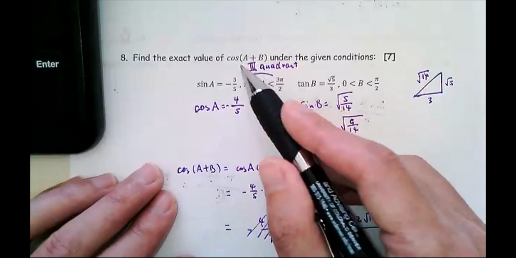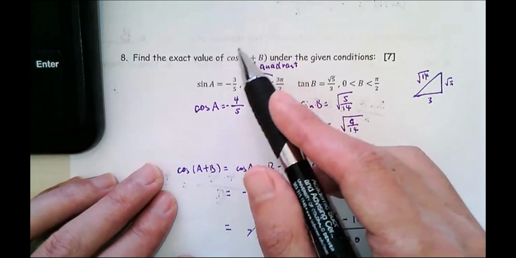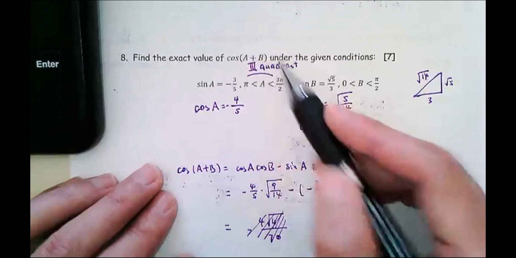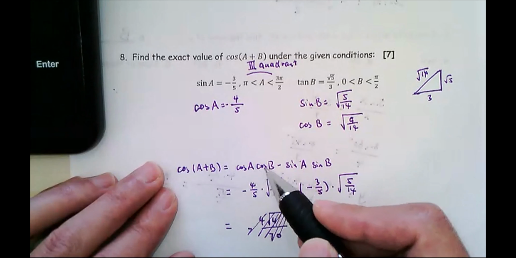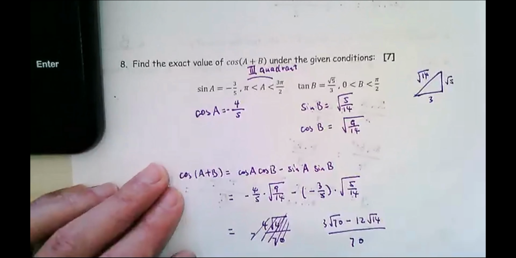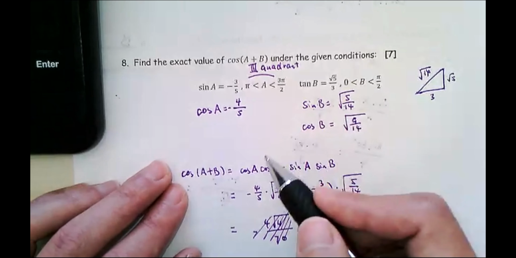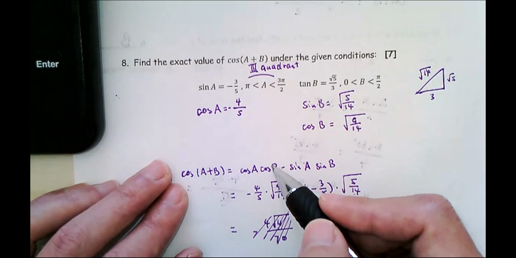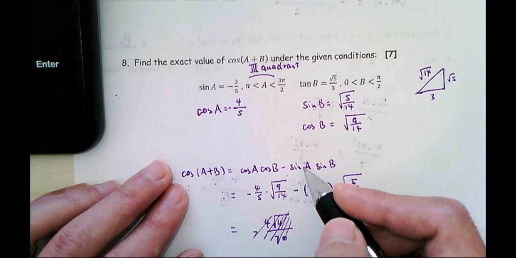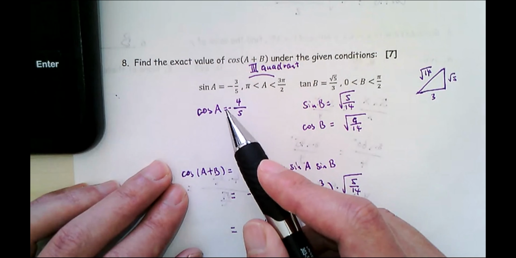Well, this is just a sum angle formula, right? Cosine of A plus B is cosine A cosine B minus sine A sine B. So we have to figure out each part of it. We are given sine A, that's great. So we still need to figure out cosine A.